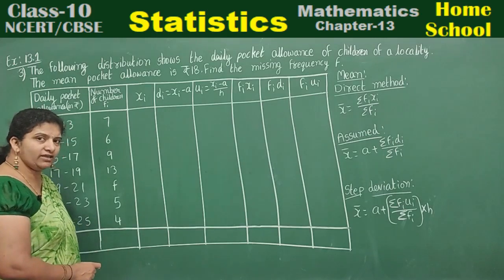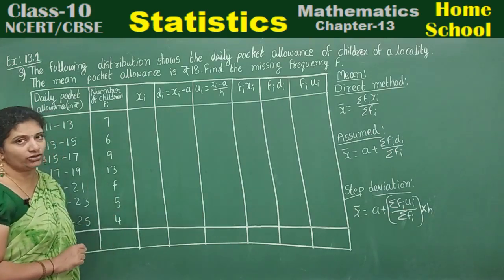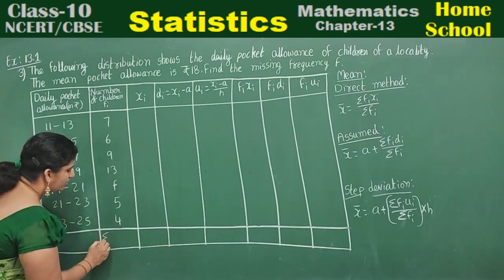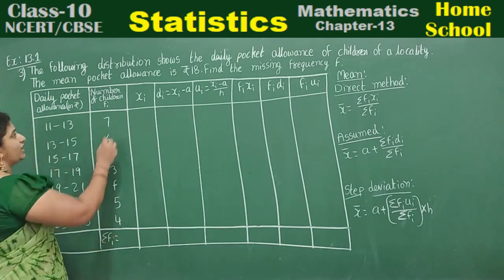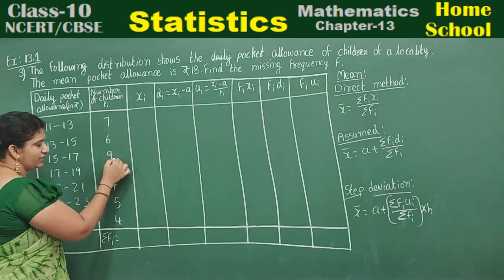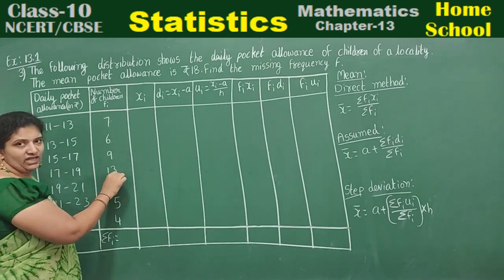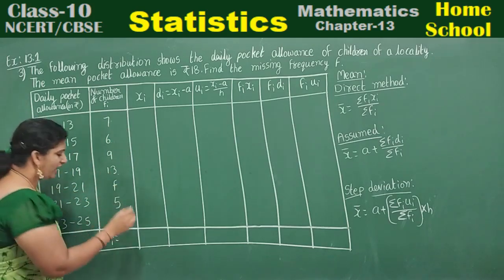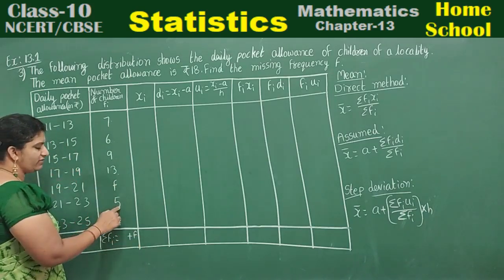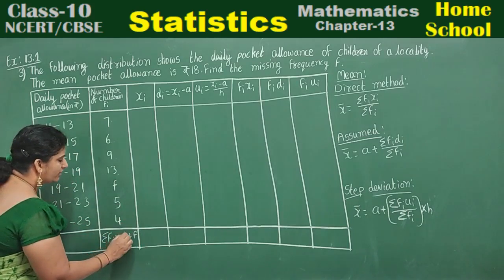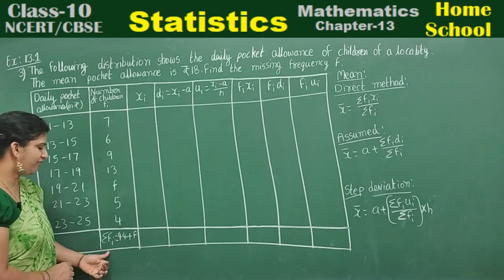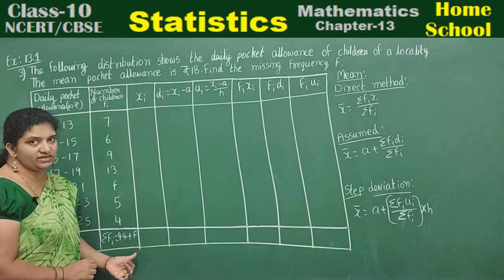Total how many children are there? If we add, we are going to get the answer. Let's add this to get summation Fi. 7 plus 6, it will be 13. 13 plus 9, 22. 22 plus 3, 25. 25 plus 5, 30. 30 plus 4 will be 34. And 3 plus 1, 4. Summation Fi is equal to 44 plus F.